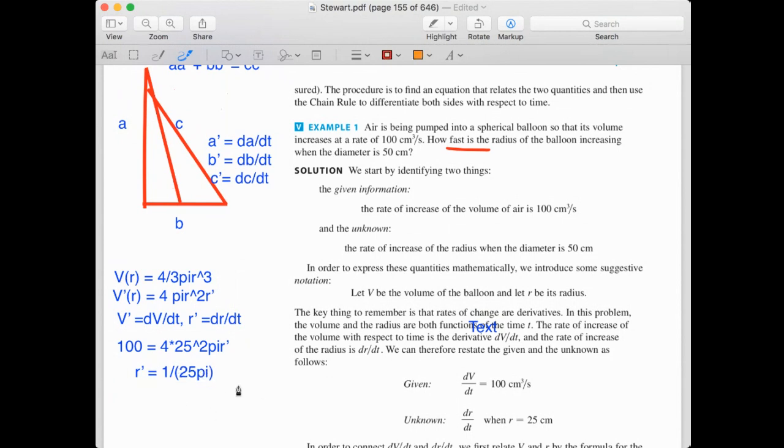Okay, pi is pi. We just leave it as pi. So R prime, the rate of change of R, is 1 over 25 pi. All right, so what's new from the implicit differentiation is this invisible third variable. Otherwise we won't be able to find the rate of change for R, for the radius. Any questions?